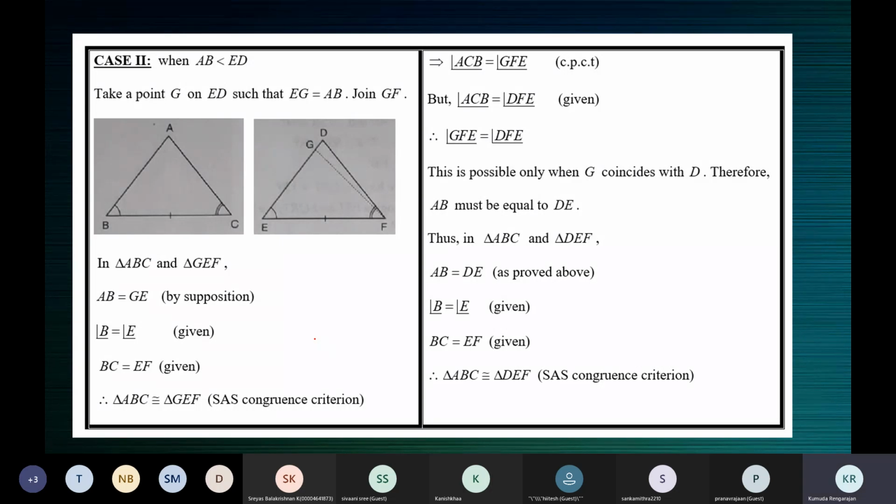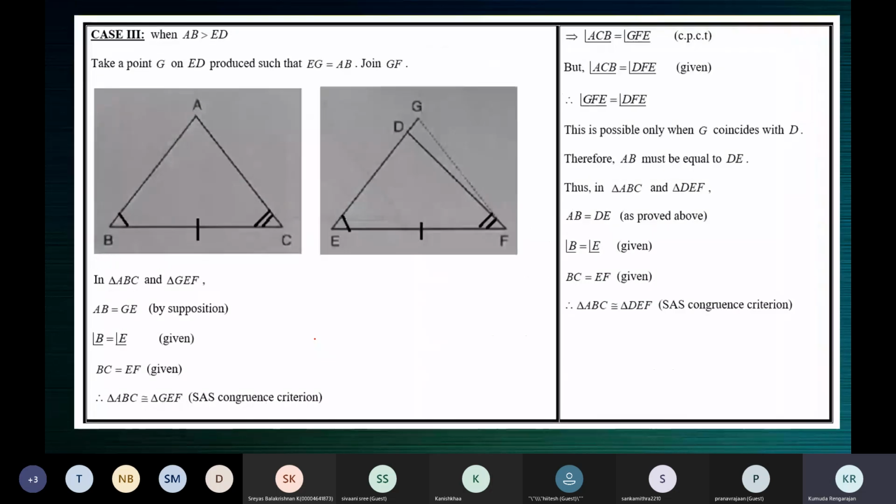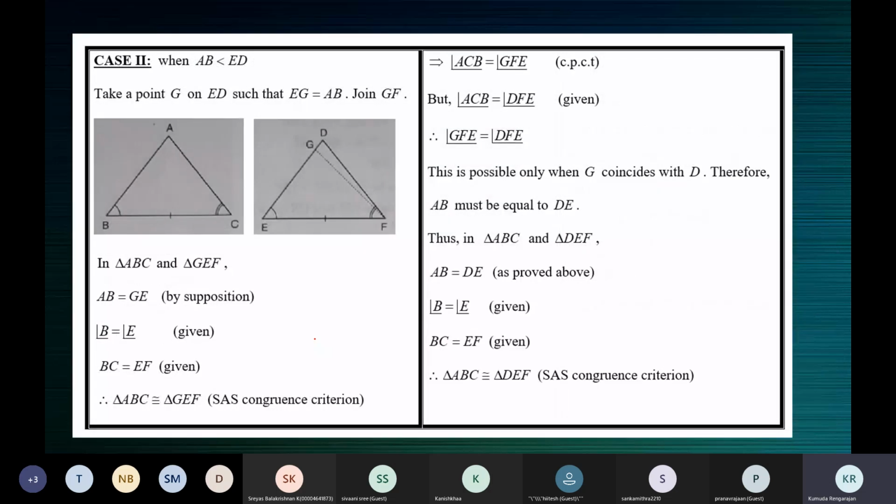Case 2 is when AB, see, we have all three cases. Here AB is greater than DE. Here AB is less than DE. We know that SAS is a valid congruence criterion. It's as if now we only have that rule. We have to prove that the triangles are congruent using this rule, SAS. So we are trying to find information that satisfies the SAS rule.